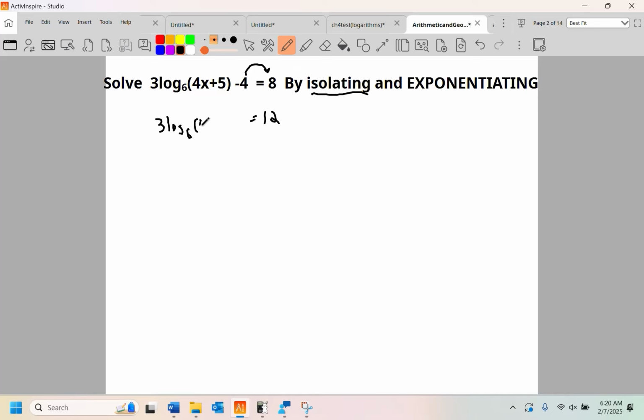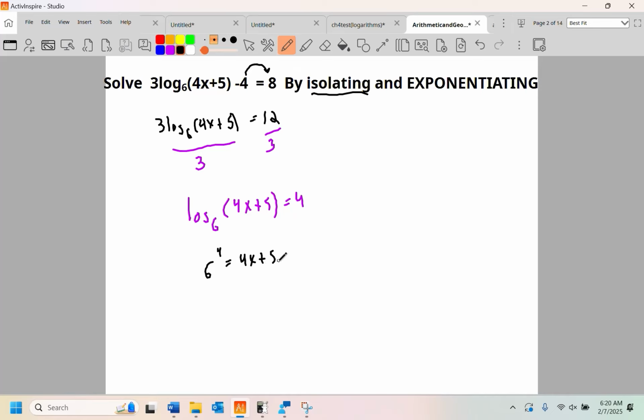The next easy thing to do is going to be to handle that 3 out front. The opposite of multiplication has always been addition. And that'll isolate the log. We'll have a singular log base 6. Her argument will be 4x plus 5, and it will equal 4. And now we're going to exponentiate. 6 to the 4th is 4x plus 5.